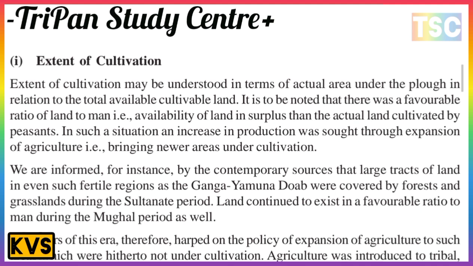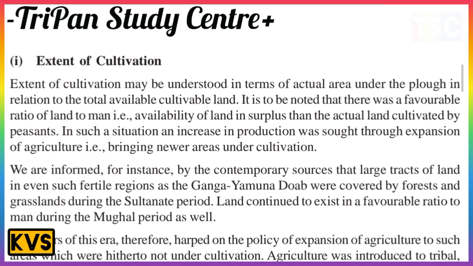The extent of cultivation may be understood in terms of the actual area under the plough in relation to the total available cultivable land. It is to be noticed that there was a favorable ratio of land to man. Availability of land was a surplus to what was actually cultivated by the peasants, and in such a situation an increase in production was sharp through the expansion of agriculture.